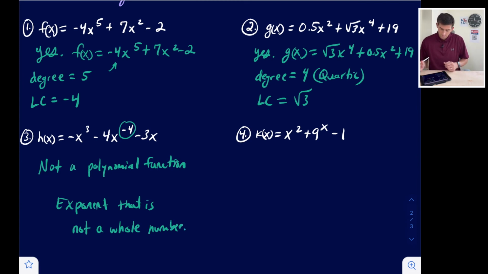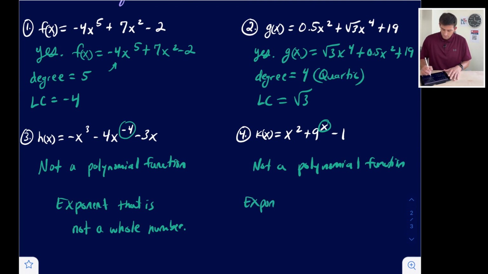All right, in the last example, we have k of x equals x squared plus 9 to the x power minus 1. So once again, our red flag here is our exponent of an x. So we're going to say this is not a polynomial function. And our reason being is just similar to number 3, right? We have an exponent that is a variable. Okay, so we can't have a variable exponent.